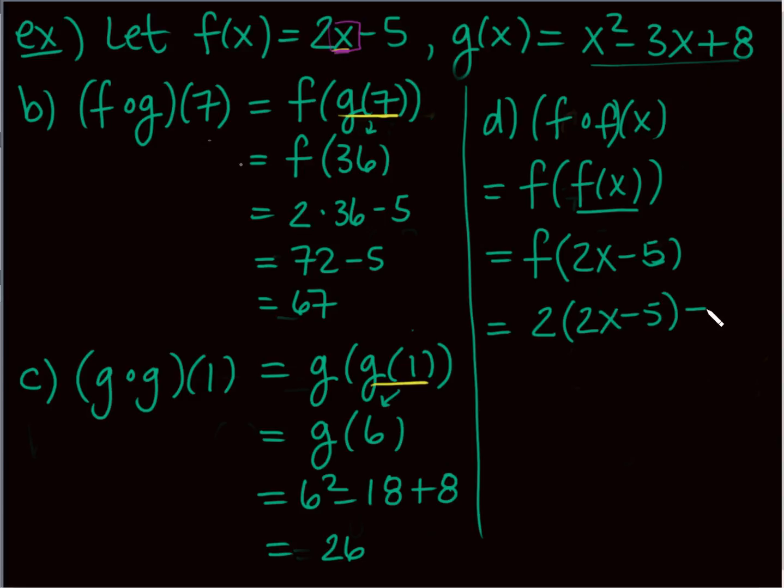It's a little freaky, huh? It's like the movie Inception or something. Or Alice in Wonderland. So I would get 4x minus what? 10 minus 5. So I get 4x minus 15. I hope that makes sense.